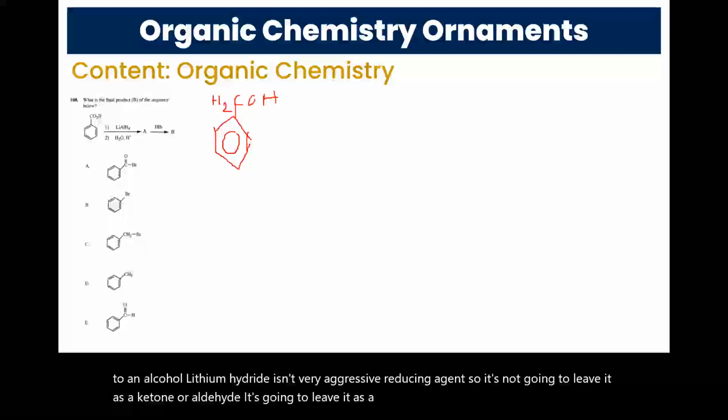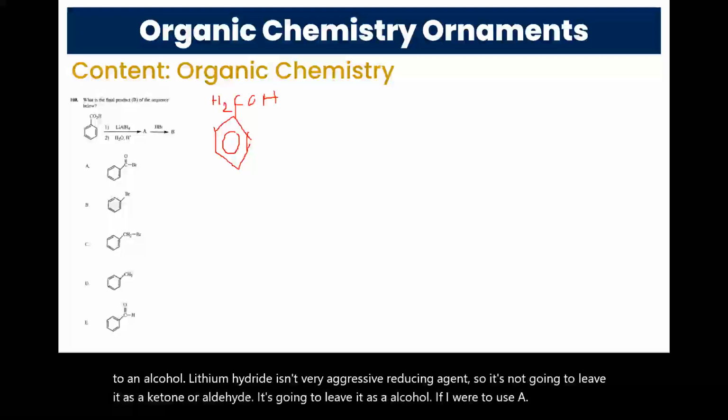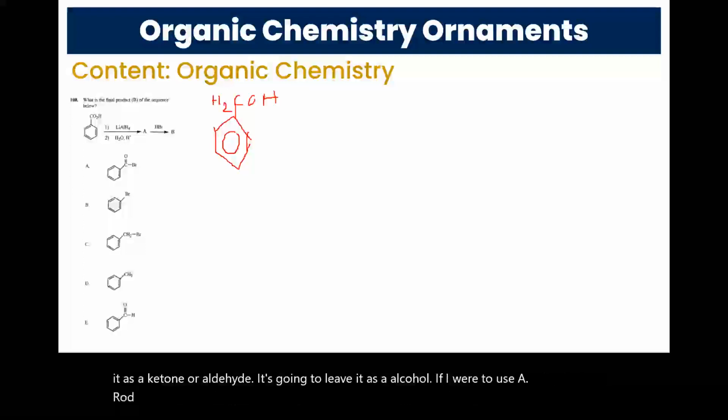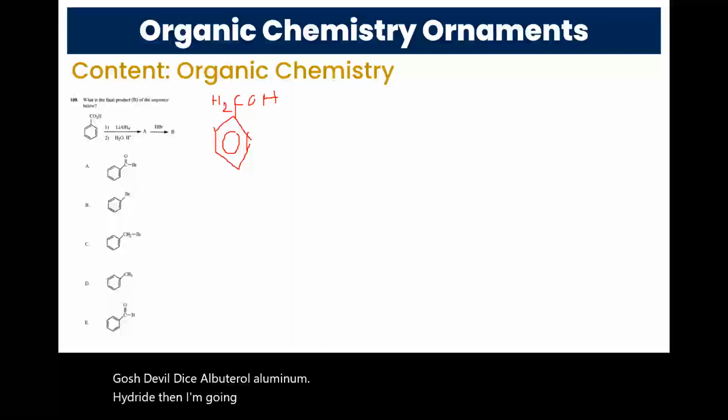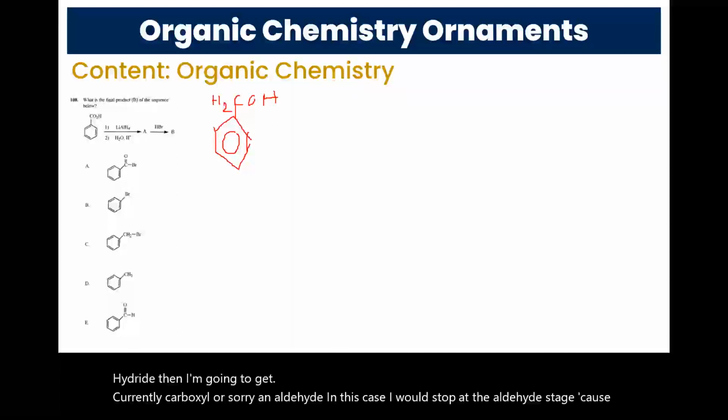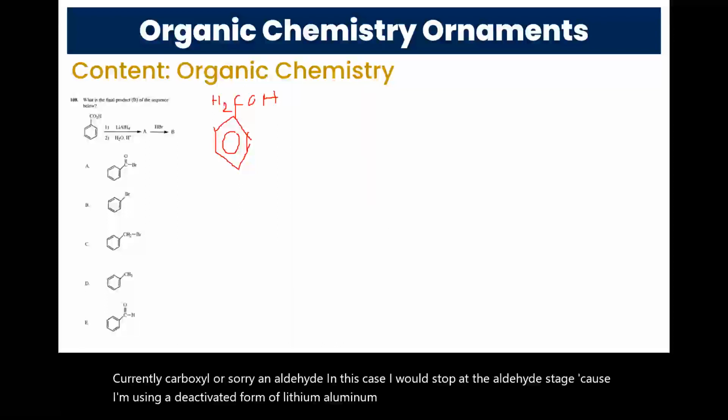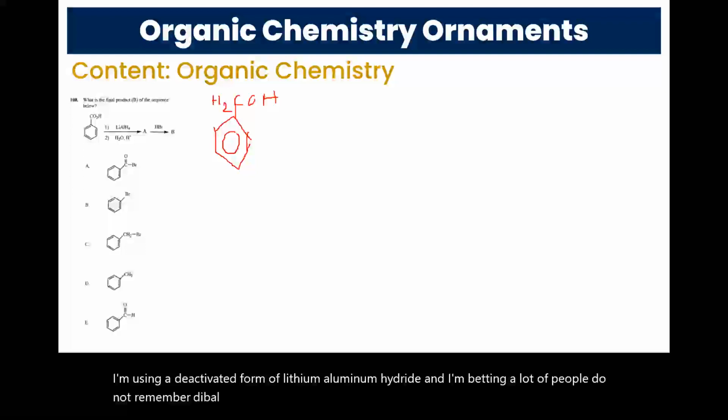If I were to use, say, DIBAL, diisobutyl aluminum hydride, then I'm going to get an aldehyde in this case. I would stop at the aldehyde stage because I'm using a deactivated form of lithium aluminum hydride. And I'm betting a lot of people do not remember DIBAL, D-I-B-A-L-H. It's the reducing agent that's very similar. It's just a deactivated form.